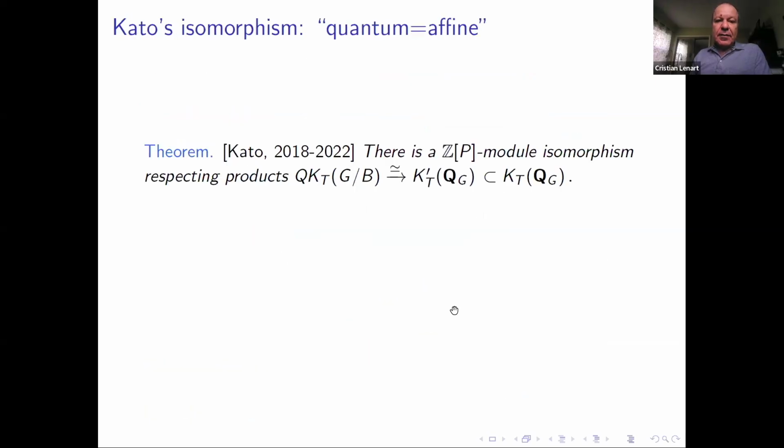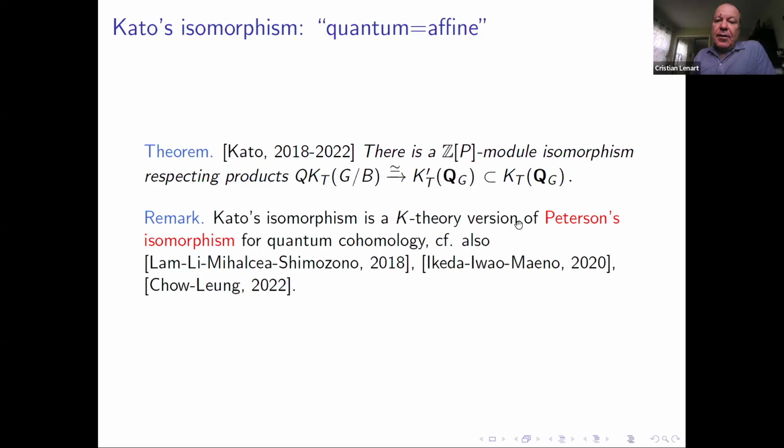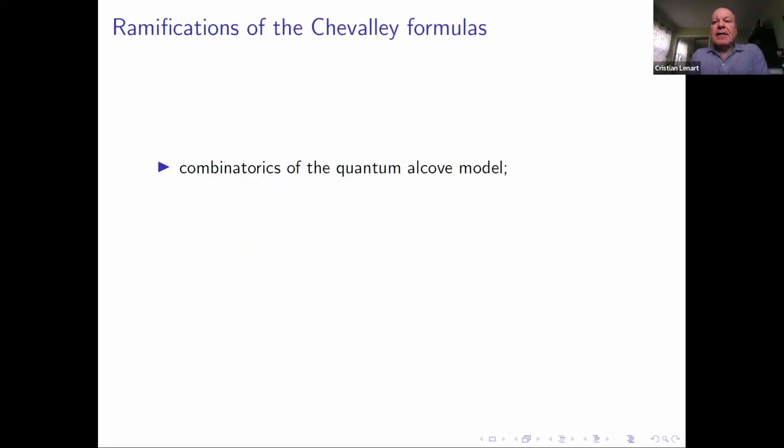This result of Kato, I'll just mention it briefly. It was the subject of an ICM talk in 2022. Kato showed that there is a Z[P]-module isomorphism between the equivariant quantum K-theory of the ordinary flag manifold and a subring of the K-theory of the semi-infinite flag manifold. And this is just a K-theory version of a similar quantum equals affine phenomenon in quantum cohomology that's known as the Peterson isomorphism. The K-theory version had some previous results. It was foreseen by other people, and it was also developed in a paper by Chow and Leung more recently. So that's the story of the Chevalley formula.